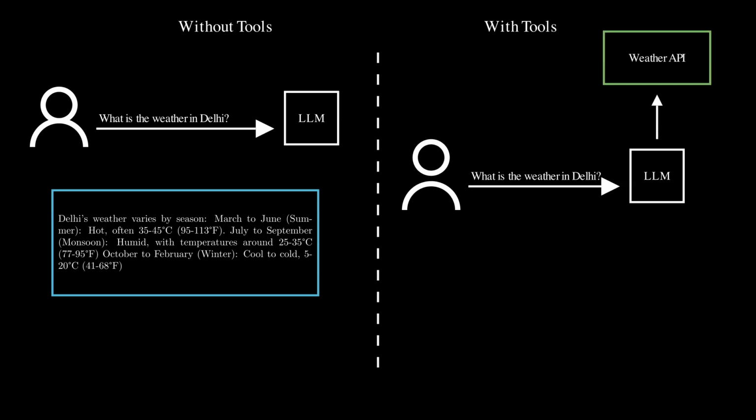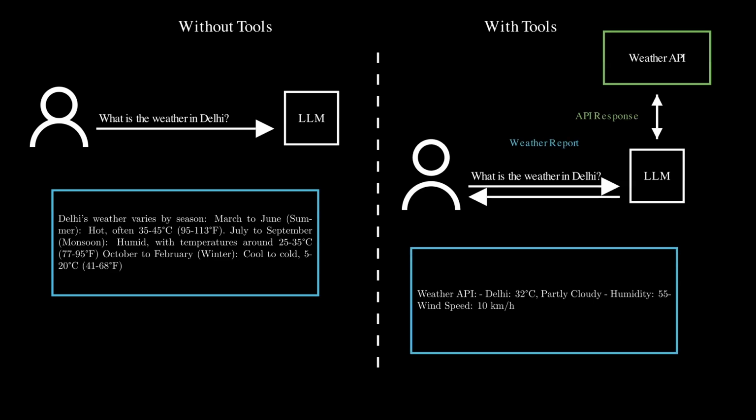Now when a user asks the same question, the LLM decides to invoke a tool, the application calls the weather API, the latest weather data is fetched and returned to the LLM. The user receives real-time, accurate weather updates. Tools give models superpowers. Without tools, they are just talking encyclopedias.